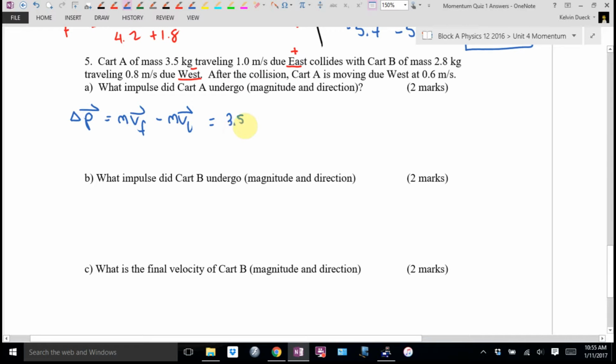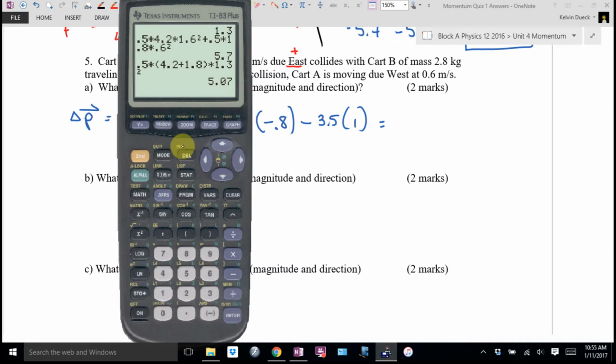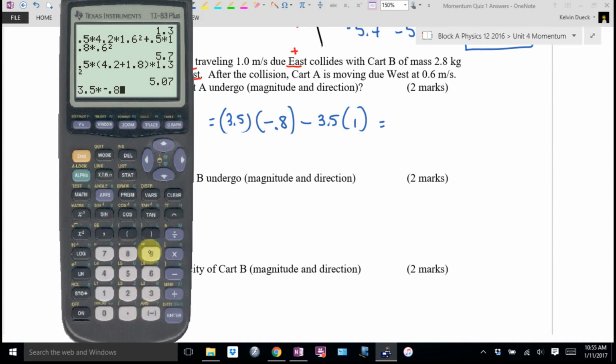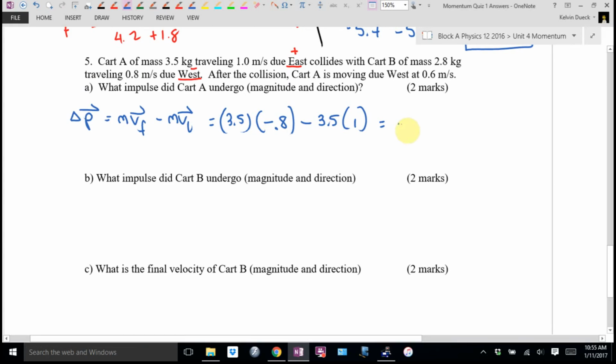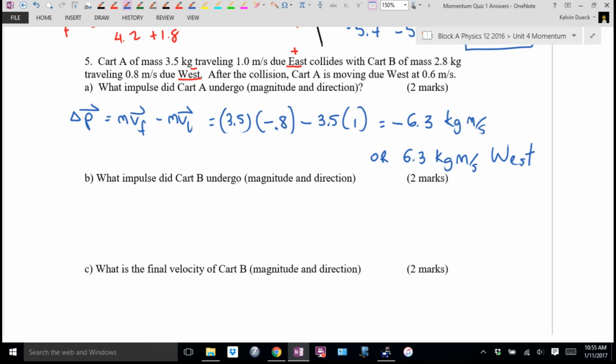Mass 3.5, final velocity negative 0.8, minus mass 3.5, initial velocity positive 1. I get negative 6.3 kilogram meters per second, which I would take, or 6.3 kilogram meters per second west, which I would also take. Is that right? Yes? B says, what impulse did cart B undergo?